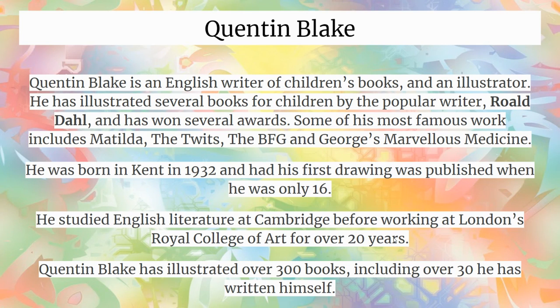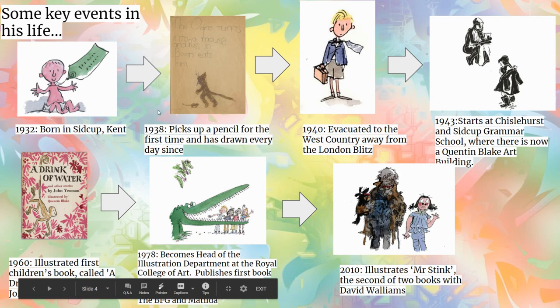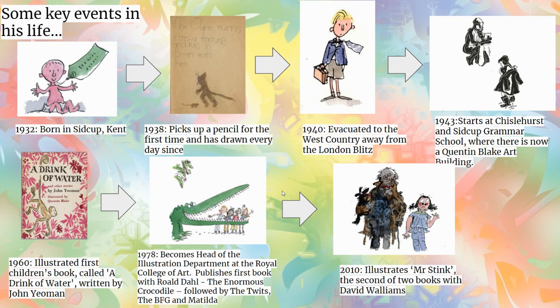He studied English literature at Cambridge University before working at London's Royal College of Art for over 20 years. So that's a really prestigious, high-level university and then place of work. So he's obviously worked really hard to get where he is today. Quentin Blake has illustrated over 300 books, including 30 he has written himself. So as you can see here, when you get through to the PowerPoint, you'll see some key events in his life. We've followed them all in chronological order for you to follow using these arrows. So please make sure that you take a good look at his life and his illustrious author and illustrator career.